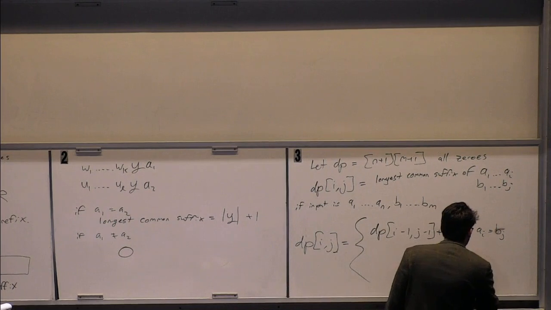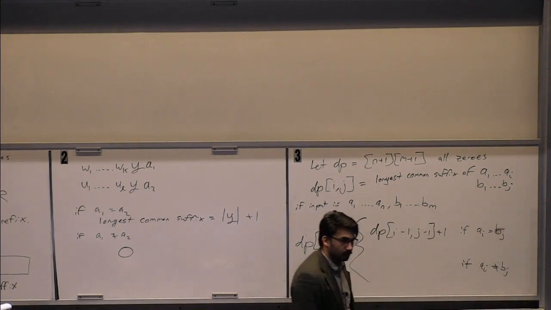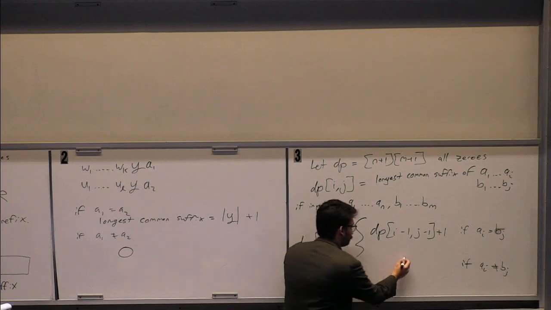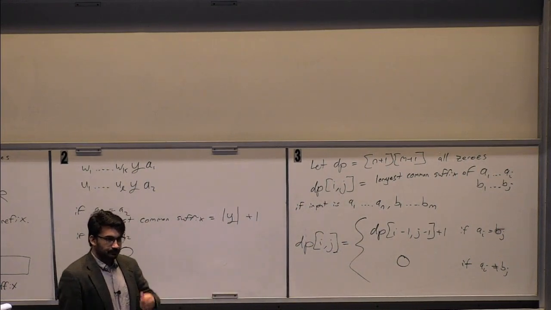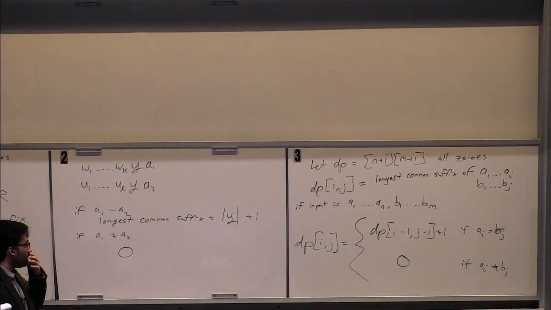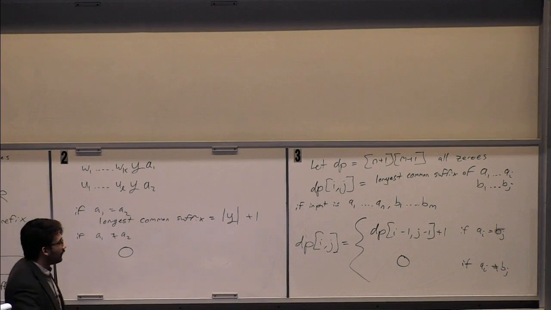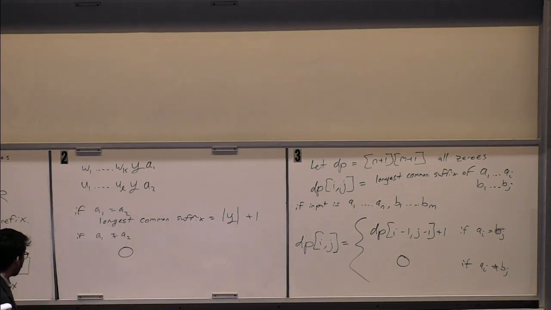What if ai does not equal bj? That's the recurrence, that's the definition of the array, and that's basically all you need for every DP algorithm. Let's give the pseudocode and then fill in a table.